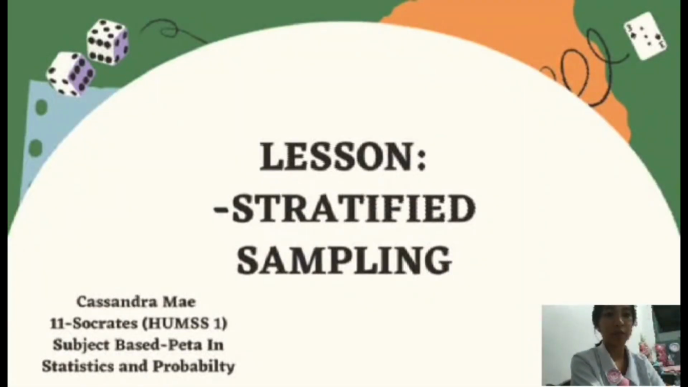Hello everyone. Before we begin, let me ask you a quick question. Have you ever tried to conduct a survey or research and realized that some groups were either overrepresented or completely left out? That's where stratified sampling comes in. Today, we're going to discuss what stratified sampling is, why it's important, and how it ensures that different groups in a population are fairly represented. By the end of this presentation, you'll understand how this method improves research accuracy and eliminates bias. So, let's dive in and explore the world of stratified sampling.